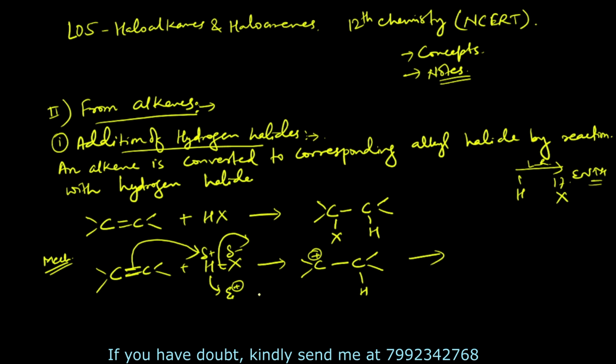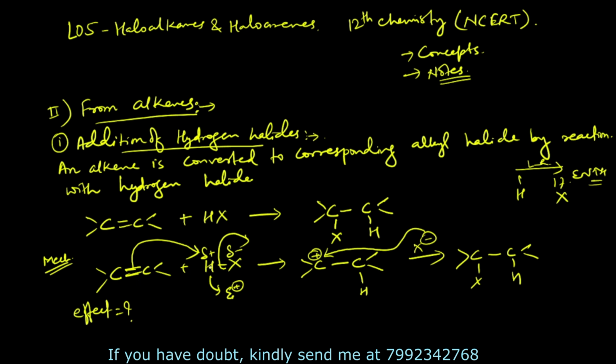In the next step, this X minus will go and attack over here. So you are getting halide over here, carbon and hydrogen over here. Now for academic purposes this is fine, but for competitive examinations they may ask you what type of effect is playing a role over here. There are 4 types of effect. Name those effects: inductive effect, resonance effect, electromeric effect and hyperconjugation. So which effect is playing over here?